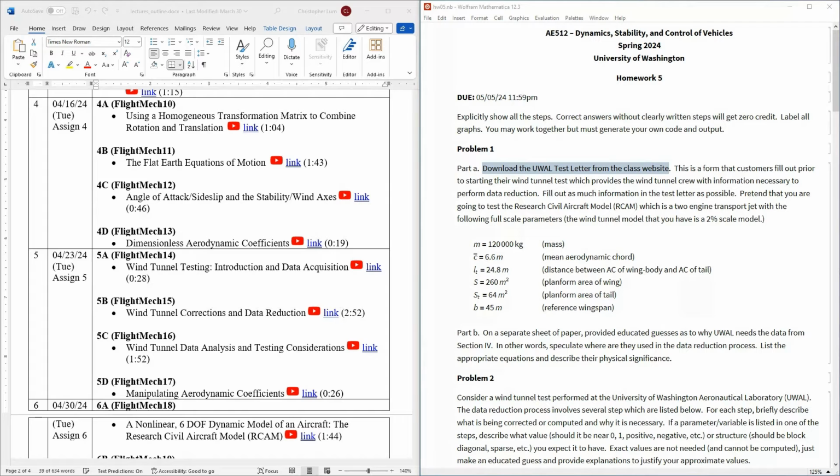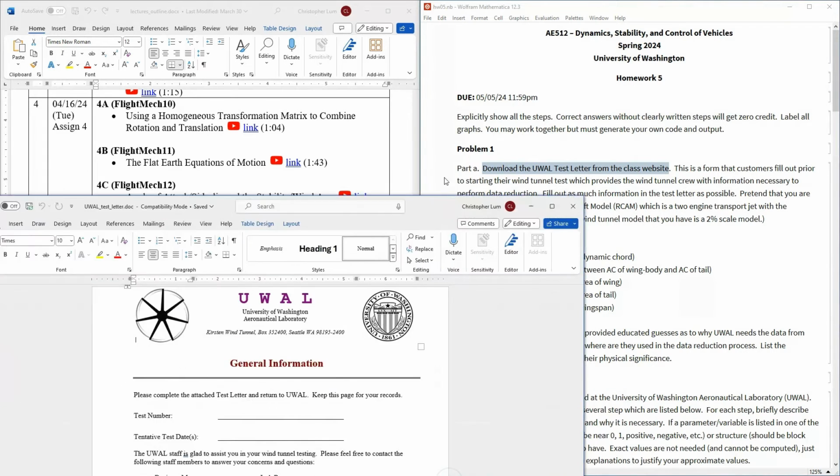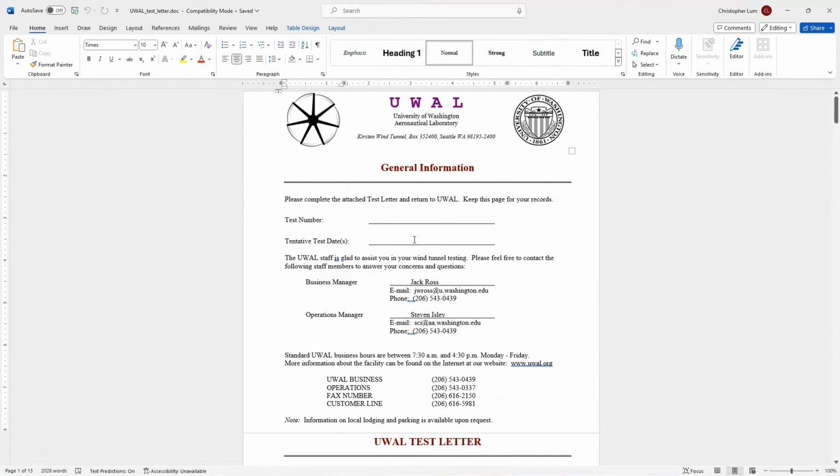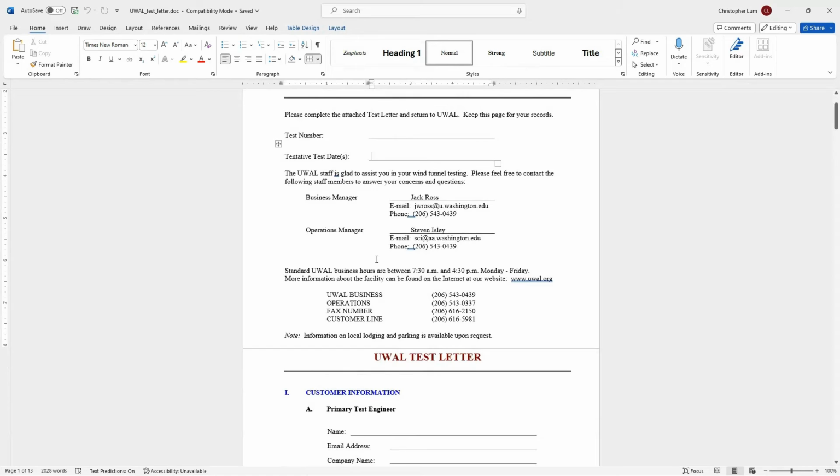You're going to basically get something that looks like this. And again, I will freely admit that this is probably an older version of the test letter. But all I want people to do here in problem 1 is to go through this and pretend to fill it out like you're going to go in and conduct a real wind tunnel test. So make up a number, make up some test dates. I'm not going to be going through this. The TA's not going to be going through this with a fine-tooth comb.